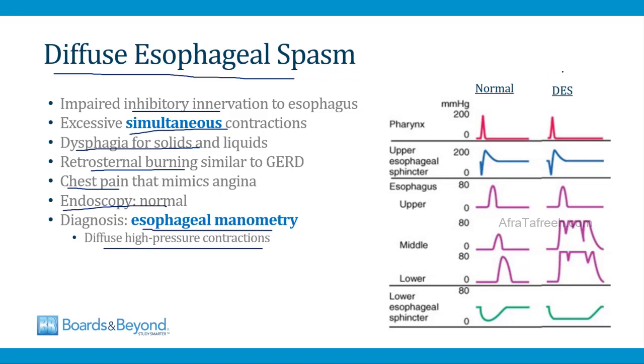Shown on this slide is an example of the manometry findings in diffuse esophageal spasm, and notice that in the middle and lower esophagus, you have diffuse sustained high-pressure contractions. That is consistent with diffuse esophageal spasm.